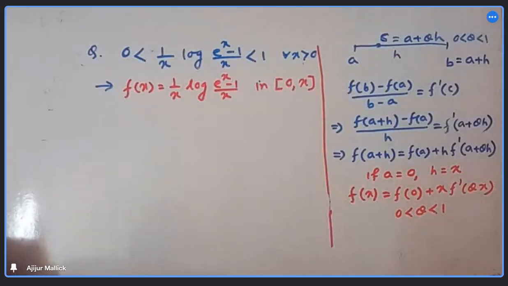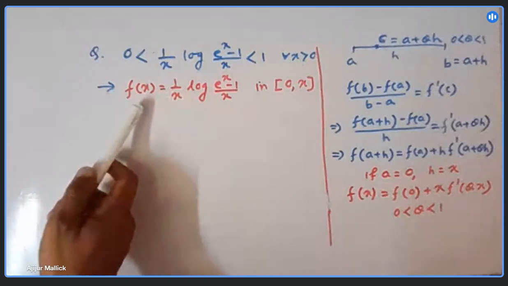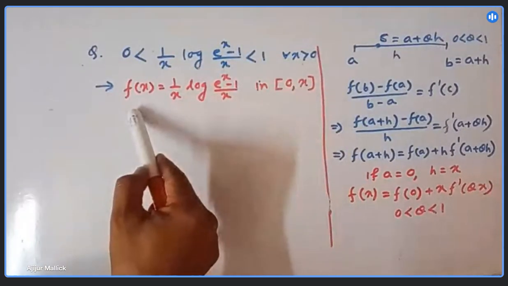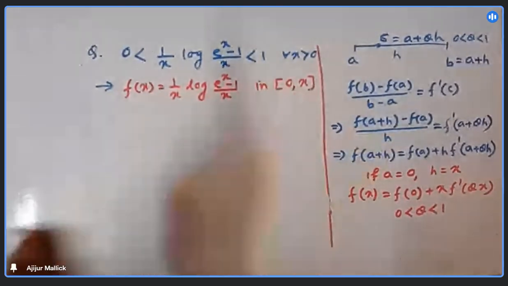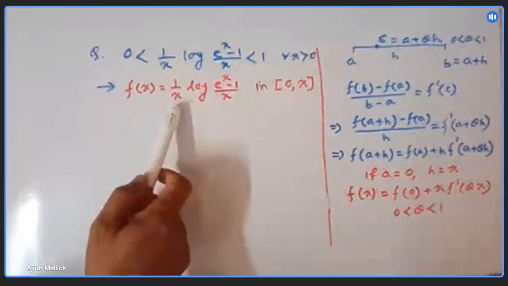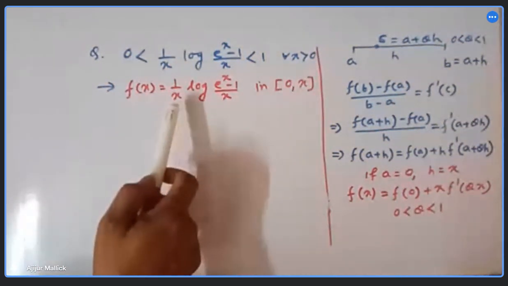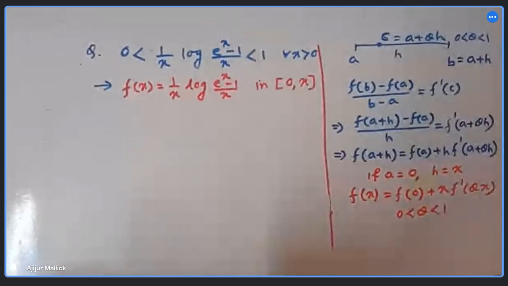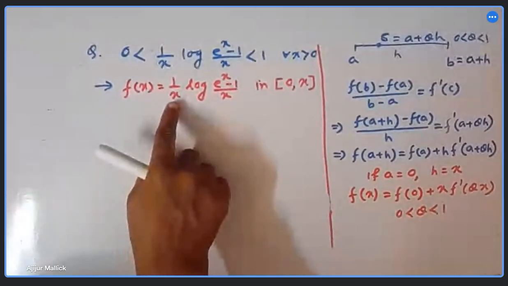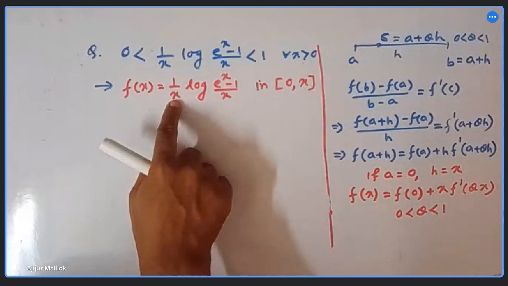You have to check whether f(x) satisfies both the conditions of LMVT in the closed interval [0, x]. Does the function f(x) satisfy both conditions? No, sir, it is discontinuous at x equal to 0. It is not continuous at x equal to 0. Why not continuous? Because of the presence of 1 by x.